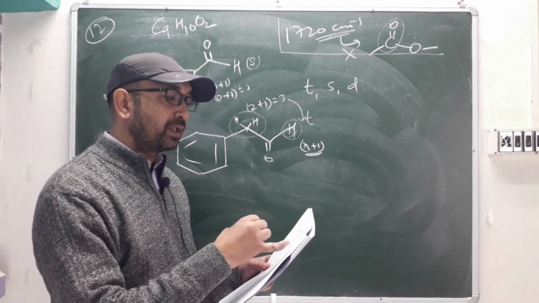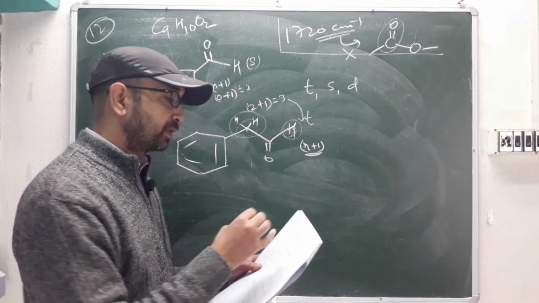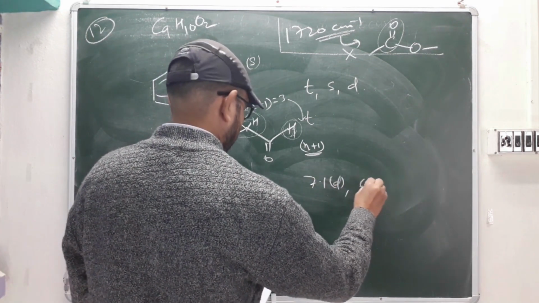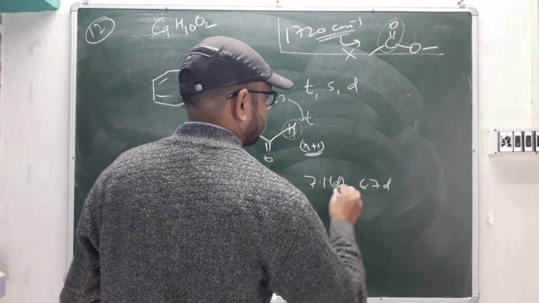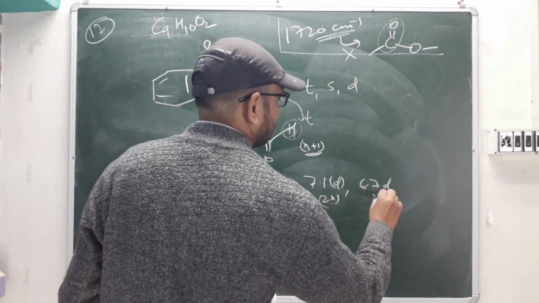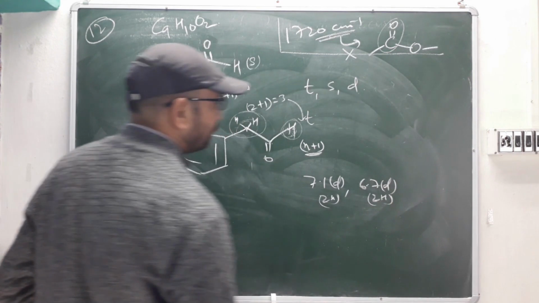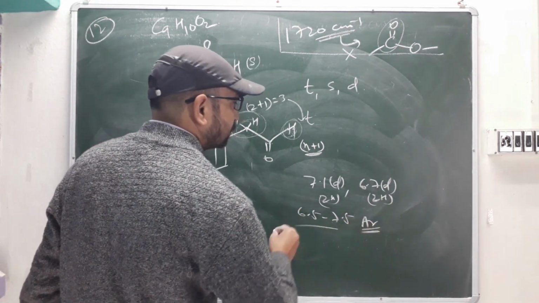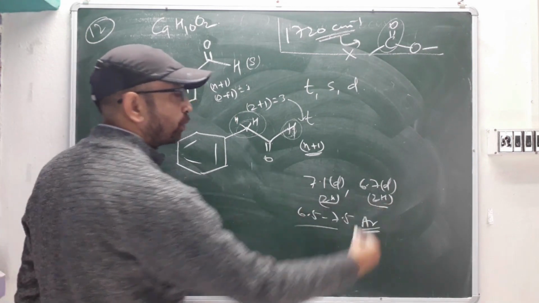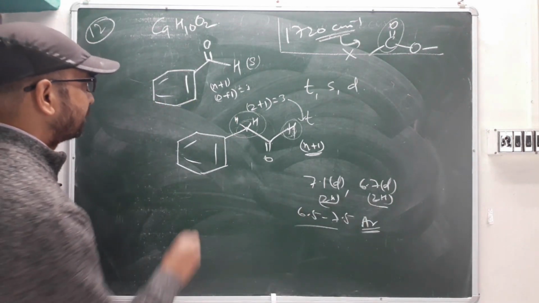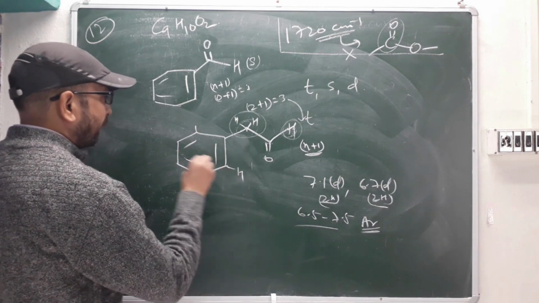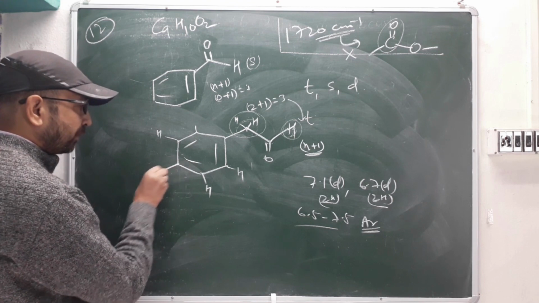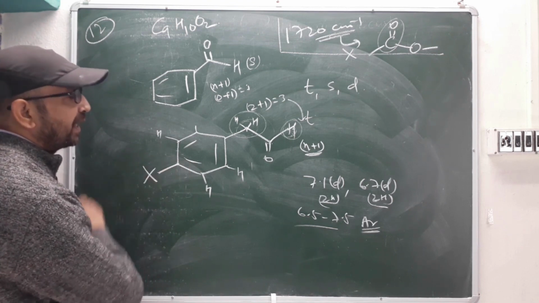Now 7.11 doublet and 6.71 doublet. So I'll just write 7.11 doublet it is giving and 6.71 doublet it is giving, and this is for 2 hydrogen and this is also for 2 hydrogen, correct? Now you see, I told you 6.5 to 7.5 it is for aromatic. So in aromatic it is telling that 2 types of protons are there. Okay, 2 types of protons. That means if you are drawing these protons, the next functional group will be attached here itself. Okay, it will be attached here.